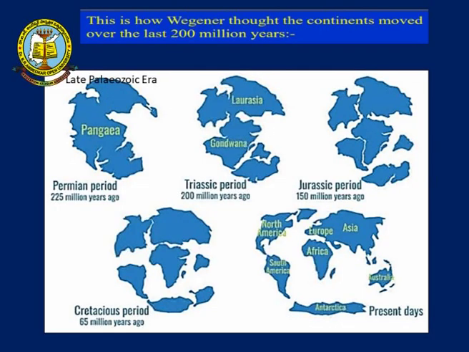So, how did Wegener prove his theory? His theory started in the late Paleozoic era, that is the Permian period, some 225 million years ago. The whole continents were attached together as one large continent called Pangaea. Then during the Triassic and the Jurassic period, around 200 million years ago, the continents started to split, and the splitting occurred along the Tethys Sea over here.